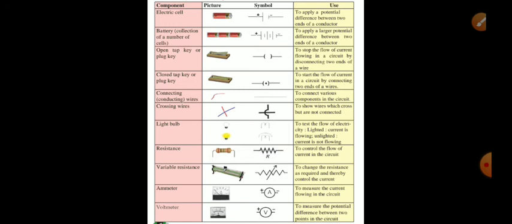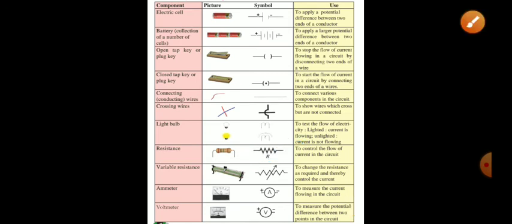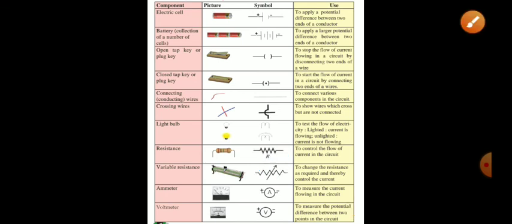Now resistance is denoted by that zigzag line, you can see over there, and it is used to control the flow of current in the circuit. After that, variable resistance is denoted by the same symbol, but with an arrow. To change the resistance as required and thereby control the current, we use the variable resistance.